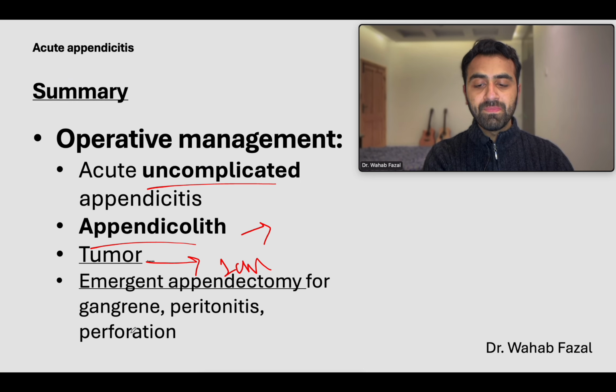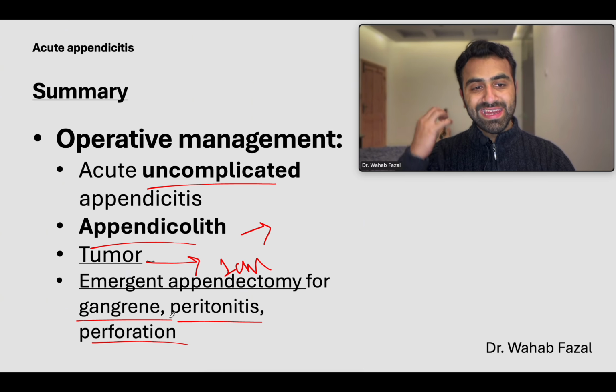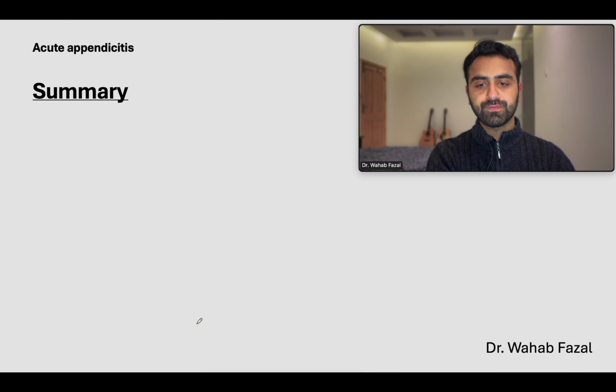Emergent appendectomy for gangrene, peritonitis, and perforation. For all of these people, we do operative management. You do emergent appendectomy for people who have necrosis inside the appendix itself, peritonitis, or perforation.